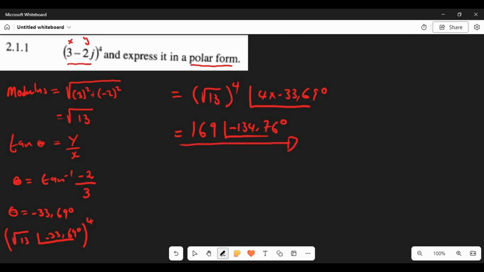Remember, they say you must leave this in polar form. So in polar form, you have the modulus, which is the real number, and you have the argument, and this is the angle. So this is how you do this one, guys.